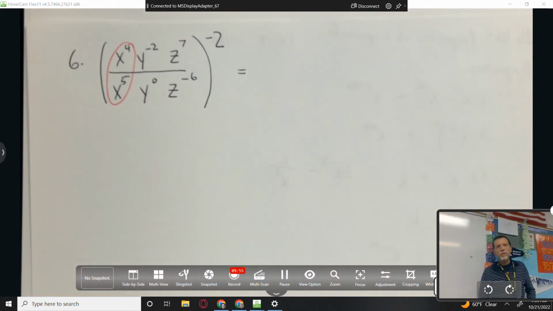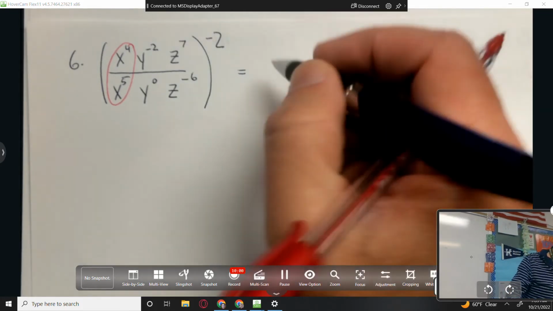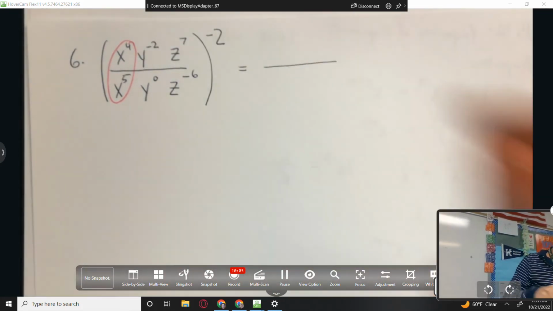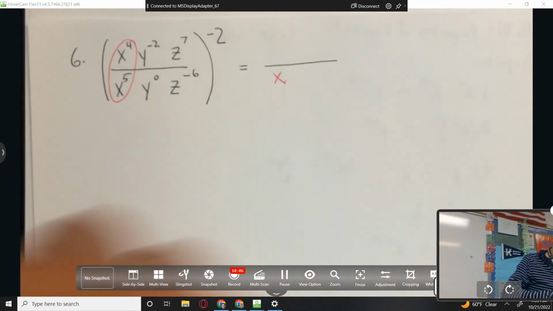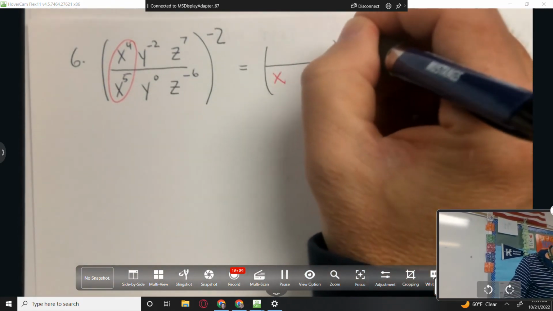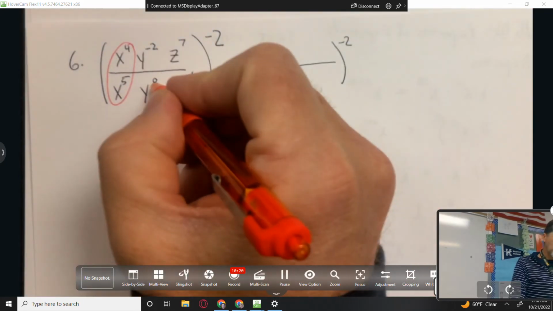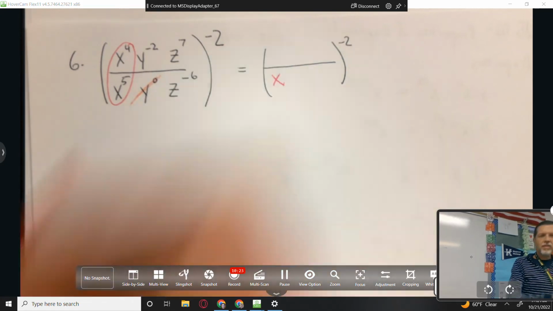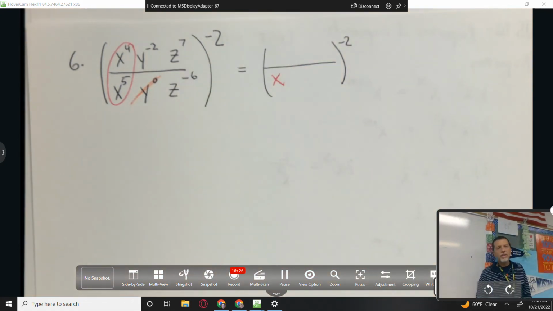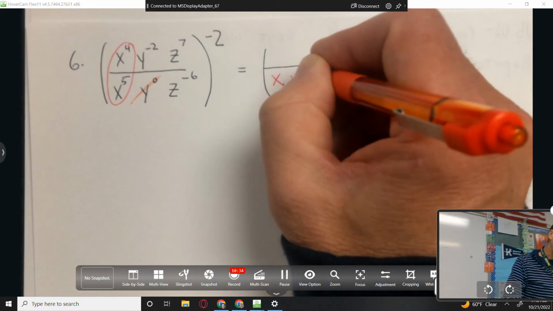So what do we do with those x's? Or how did that, x to the 4th over x to the 5th, how does that end up? Yeah, an x in the bottom. All right, so again, I'm cleaning up the inside. I'll worry about that -2 later, just because I don't want to try to do too much at once here. How about the y's? Well, what's y to the 0? 1, so that's pointless to even be there. How about y to the -2? Where does that go? To the bottom. And what do I write in the bottom? Yeah, y squared in the bottom.